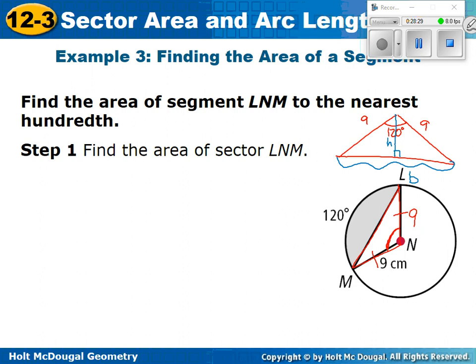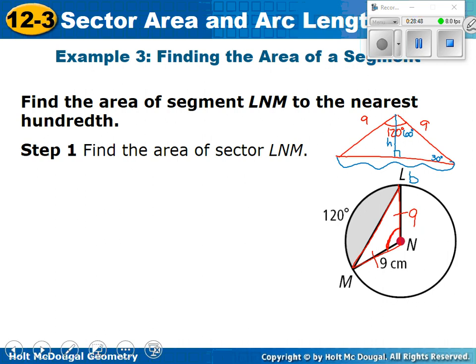30, 60, 90. Does everybody see that we split that 120 and this is now 60 and this is now 30? And so now this brings back your 30, 60, 90, 45, 45, 90 triangles depending on what that angle measure is. So we're going to have to find our height and find our base.